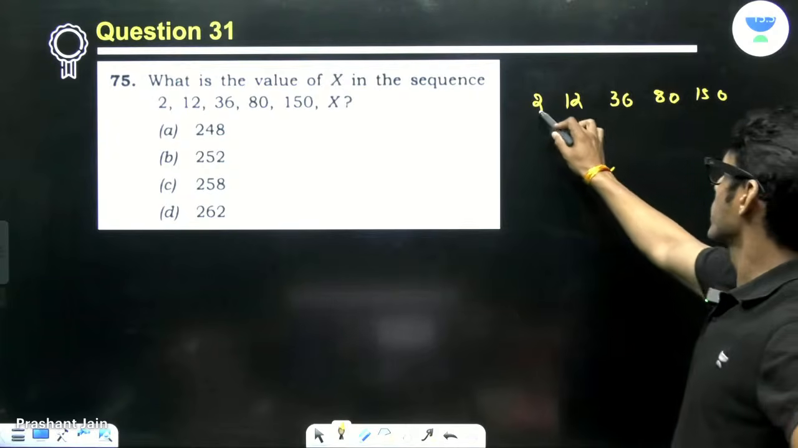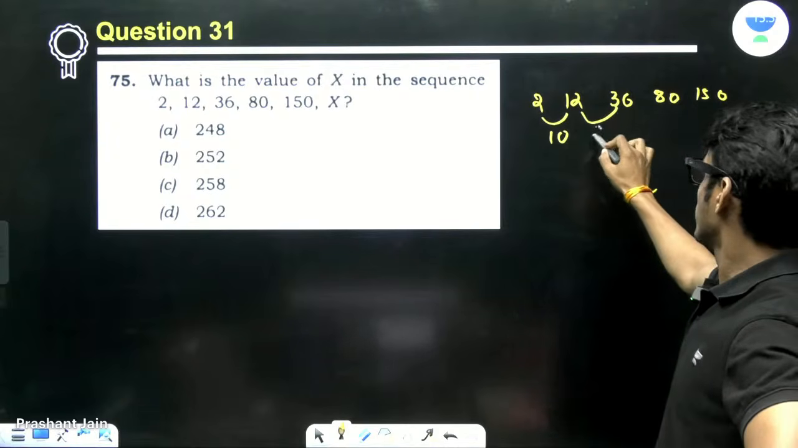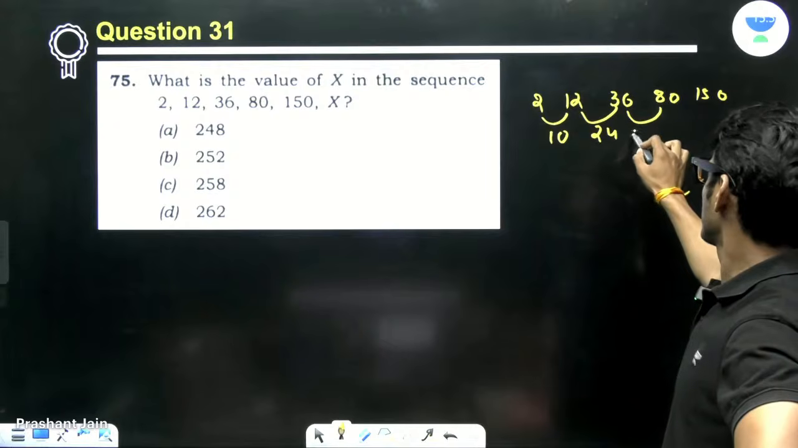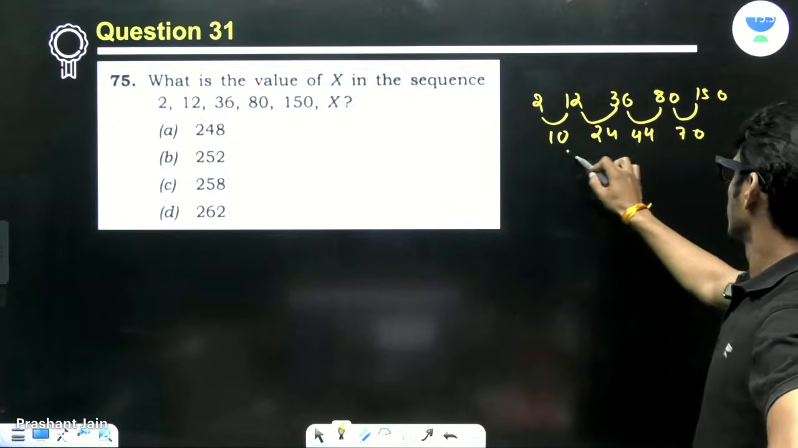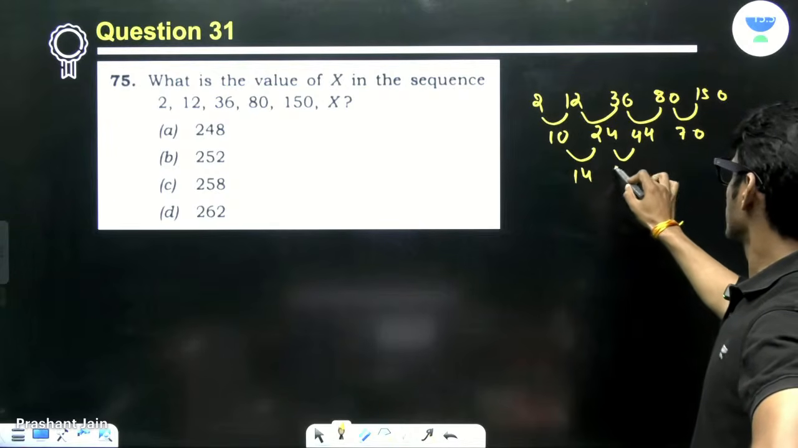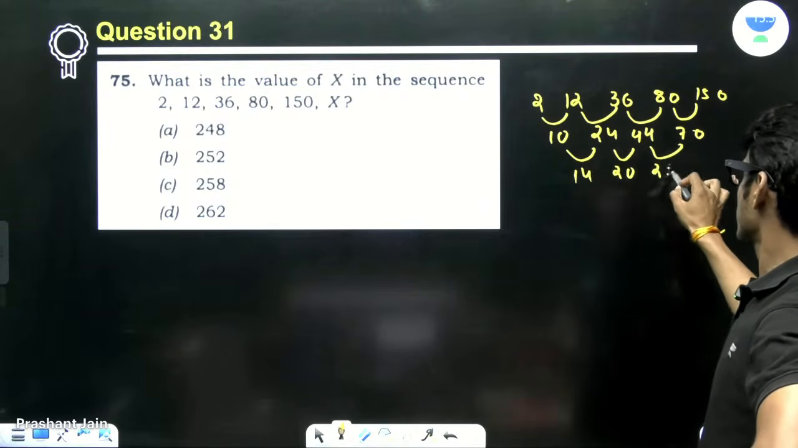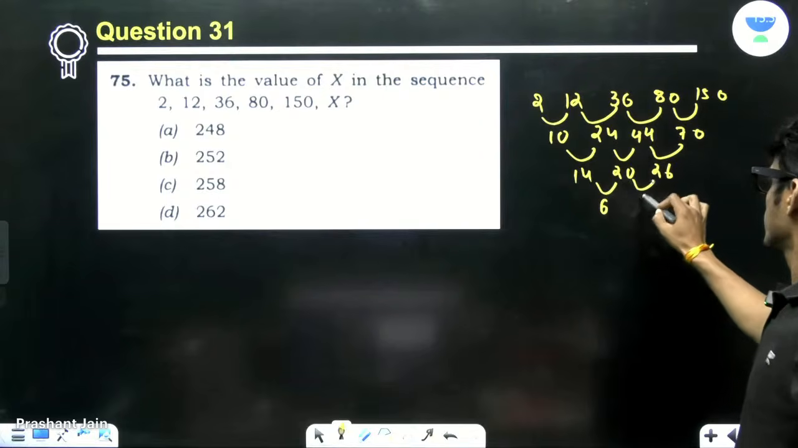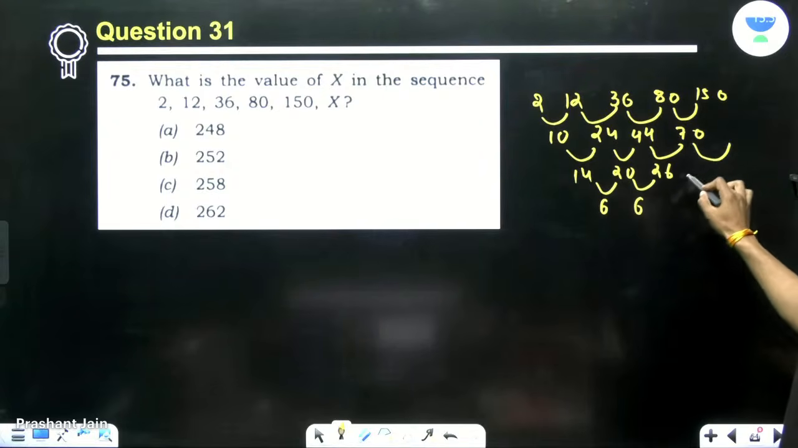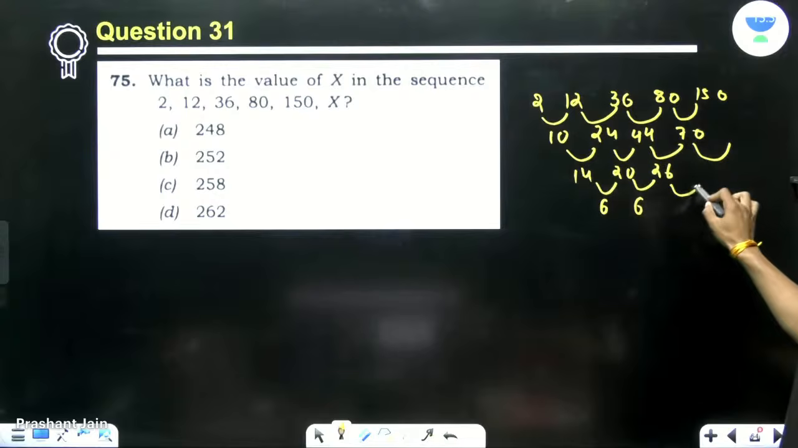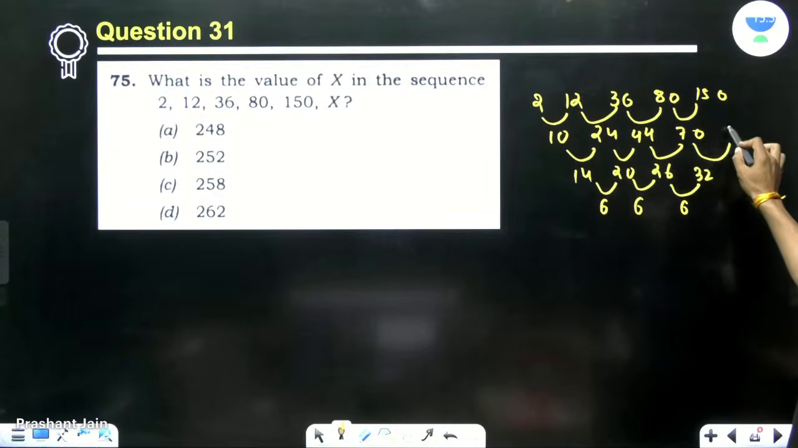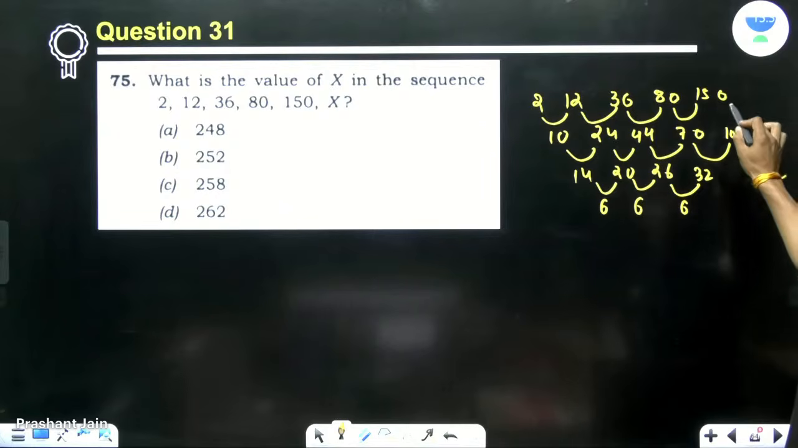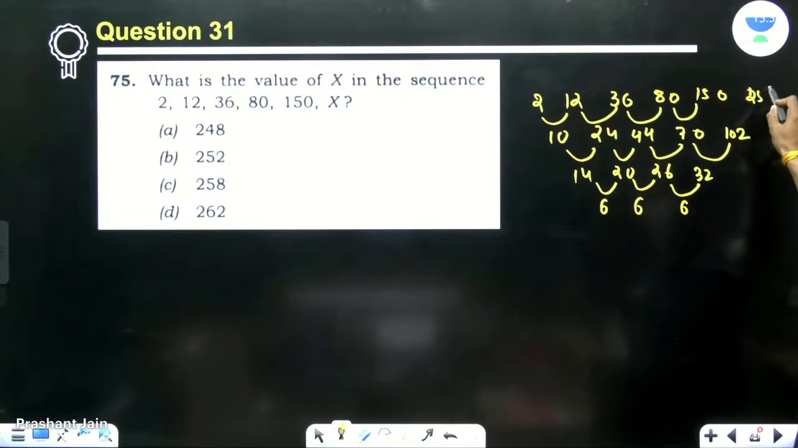If you see the differences here, it is 10, 24, 44, 70. The next differences are 14, 20, 26. Then this is 6, this is 6. So add 6 here, you will have 32 here. Add 32 here, you will have 102 here. Add 102 here, you will have 252.